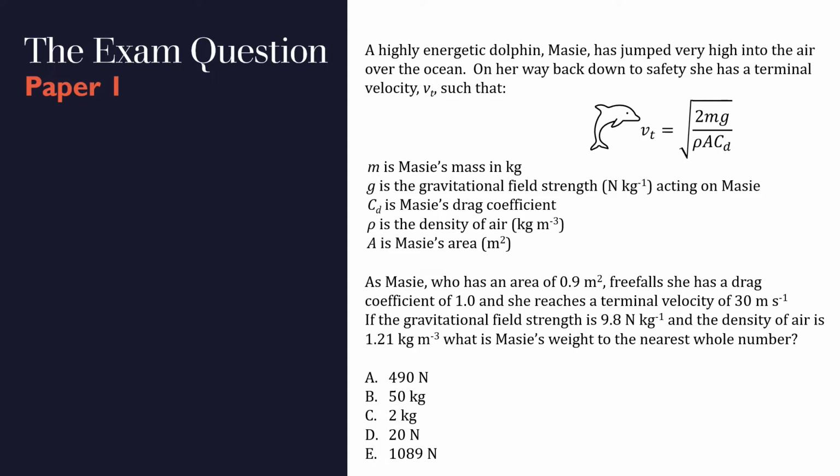Now Maisie, who has an area of 0.9 meters squared, free falls. She has a drag coefficient of 1 and she reaches a terminal velocity of 30 meters per second. If the gravitational field strength is 9.8 newtons per kilogram and the density of air is 1.21 kilograms per meter cubed, what is Maisie's weight to the nearest whole number? And then we have a selection of choices.